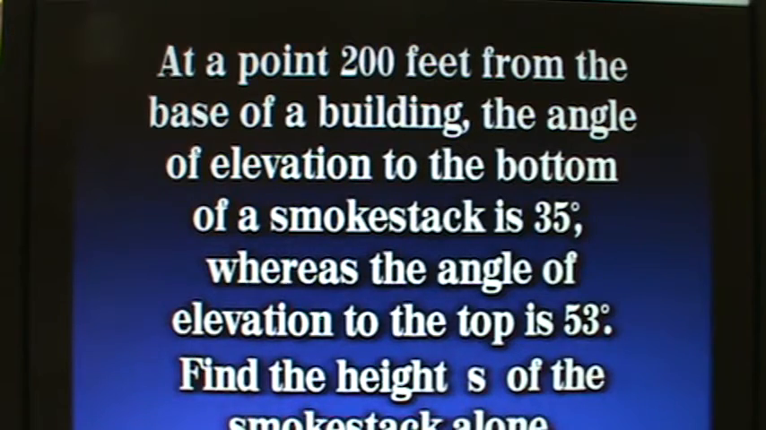Consider this problem. At a point 200 feet from the base of a building, the angle of elevation to the bottom of a smokestack is 35 degrees, whereas the angle of elevation to the top is 53 degrees. Find the height S of the smokestack alone.